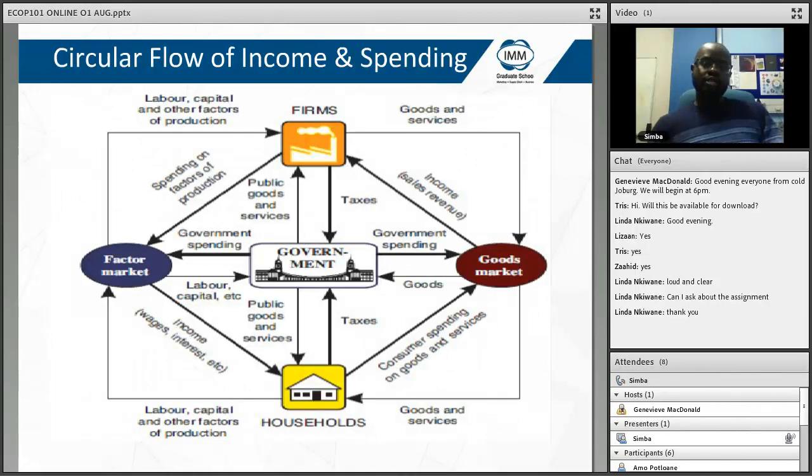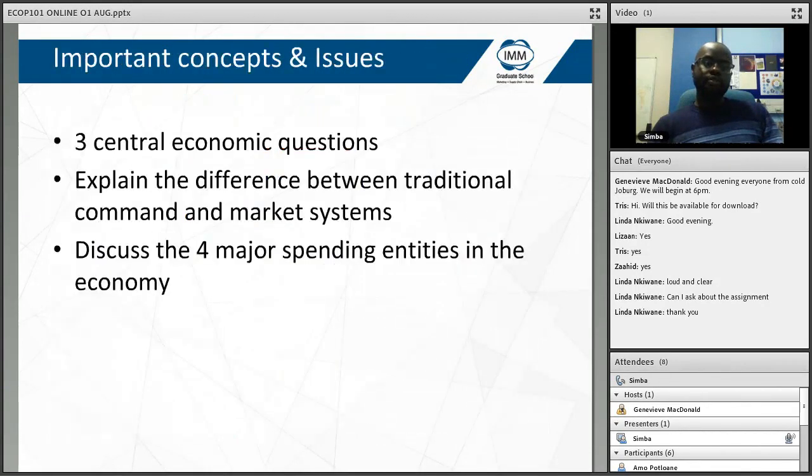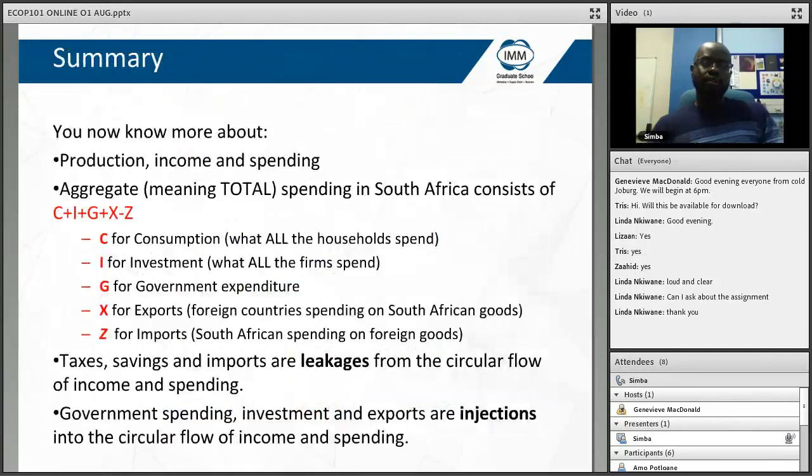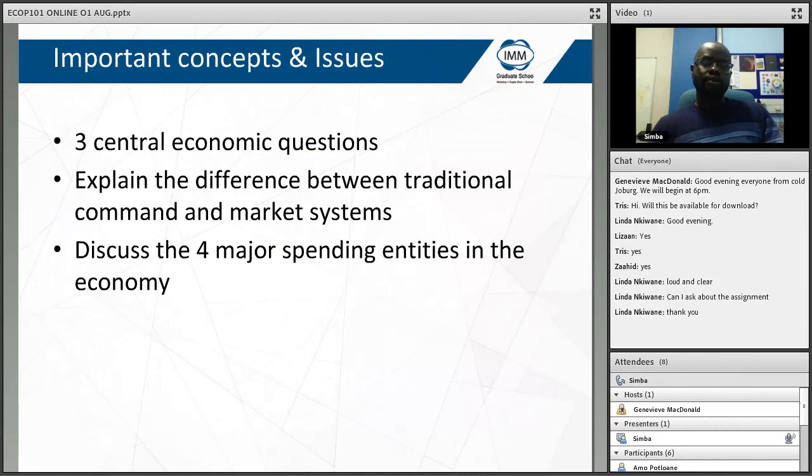We also need to look at the major spending units in the economy. Maybe before I go to that, we also look at the three major economic systems that we have. All right. So we have the traditional, the command, and the market economy. So when you look at these economic systems, it is important to see how each and every economic system addresses the three central economic questions. For instance, if you take the command system, what is produced is determined by the central authority.